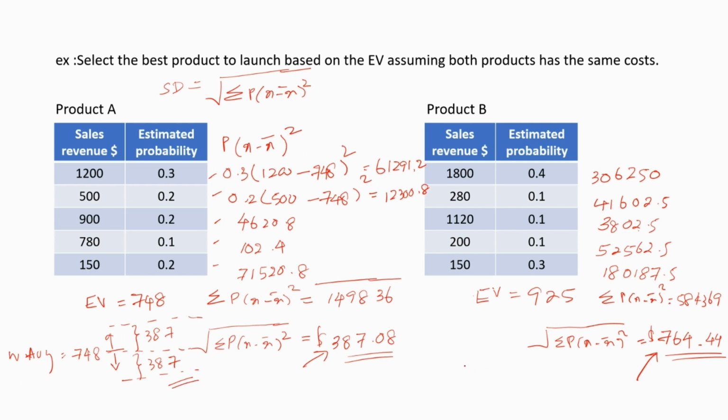For product B, this is the weighted average or the expected value we calculated, which is 925. This is the level, and all the other outcomes are varying below and above it by 764, which means possible outcomes are varying around the average value by 764.